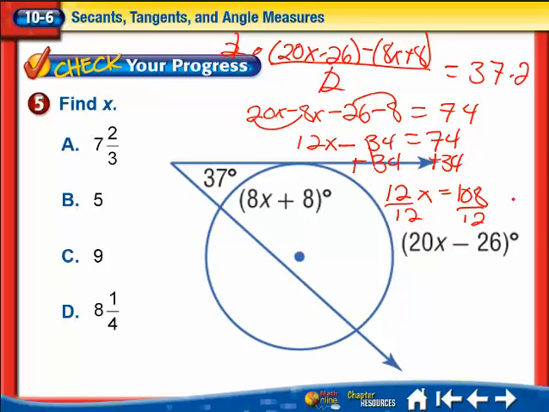what do you get? You have your calculator next to you. You should get 9. So x equals 9. Answer C. Okay, we're done.